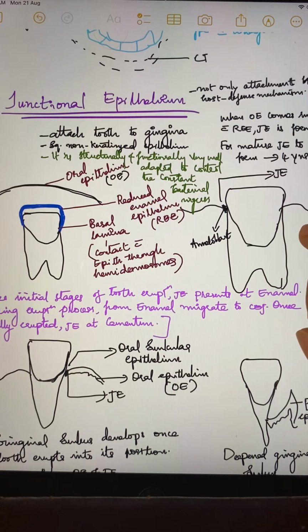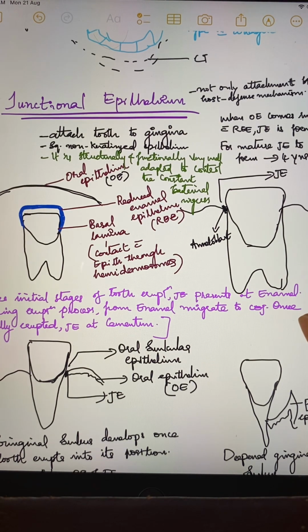The last class was about the gingival epithelium. In that, I covered the cells of gingival epithelium and the keratinization process and everything. So today I will discuss the junctional epithelium. This is an important topic.